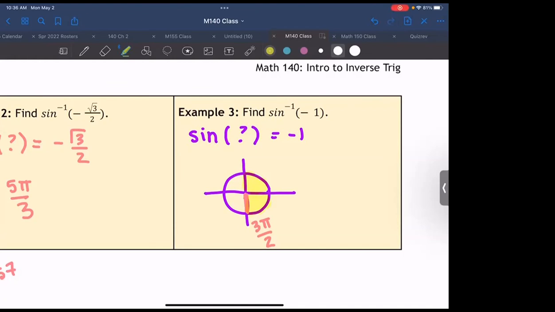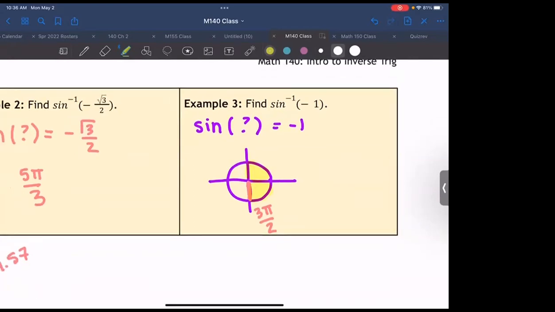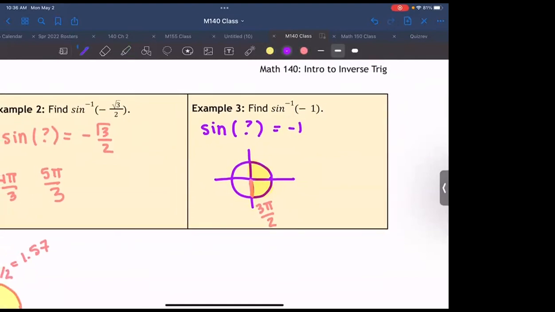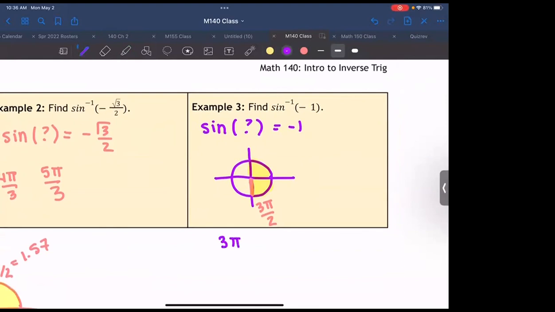Is 3 pi/2 between negative pi/2 and positive pi/2? Technically, yes, but is the number between those two values? No, right? So definitely not between negative pi/2 and pi/2. What do you think we should do? Should we add 2 pi, subtract 2 pi? Subtract, right? If we added, then we just get further from pi/2, right? So why don't we just subtract 3 pi/2 minus 2 pi?